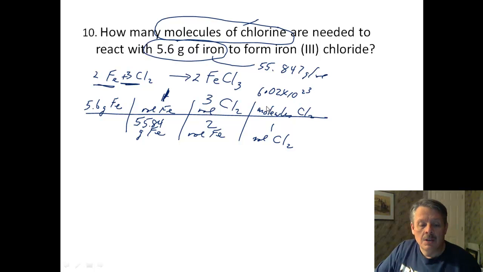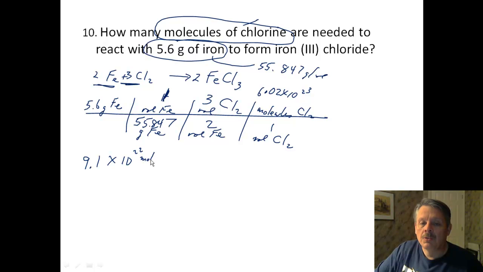So I take the 5.6, divide by 55.847, multiply by 3, divide by 2, multiply by 6.02 times 10 to the 23rd, and I get 9.1, notice only 2 sig figs, times 10 to the 22nd molecules of chlorine gas.